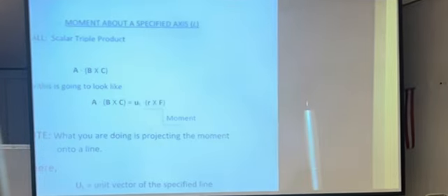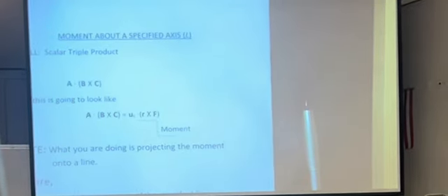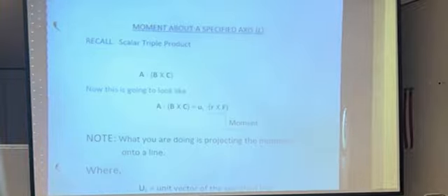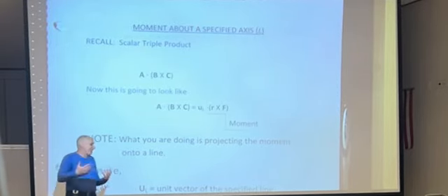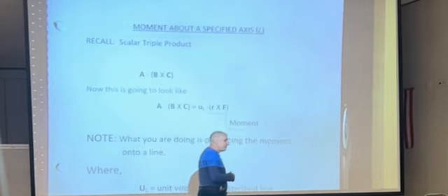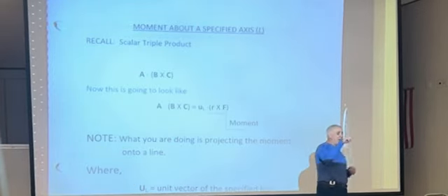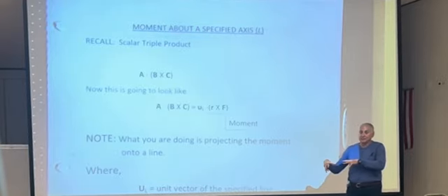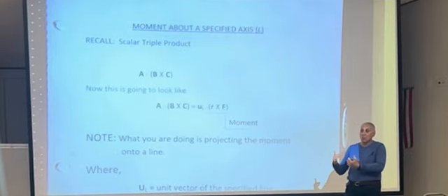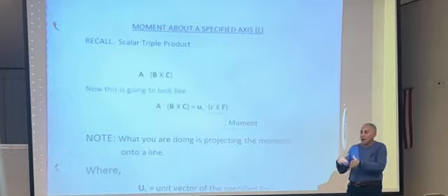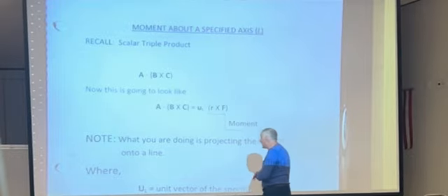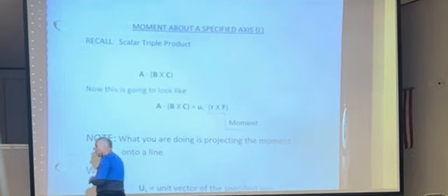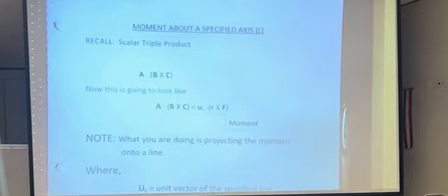Part, I would need a moment about a specified axis. Well, we've already discussed this, it's the scalar triple product. Unit vector of OB dotted with R cross F gives the moment about OB. I'm projecting that moment onto line OB. Agreed?